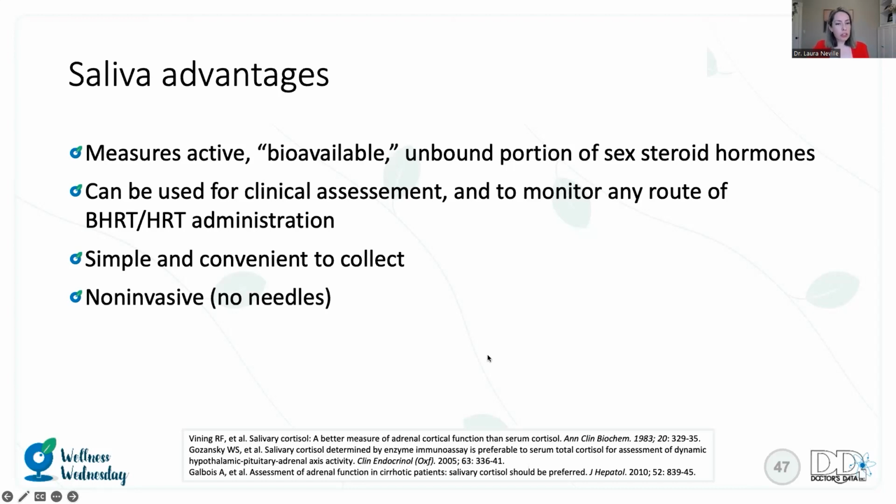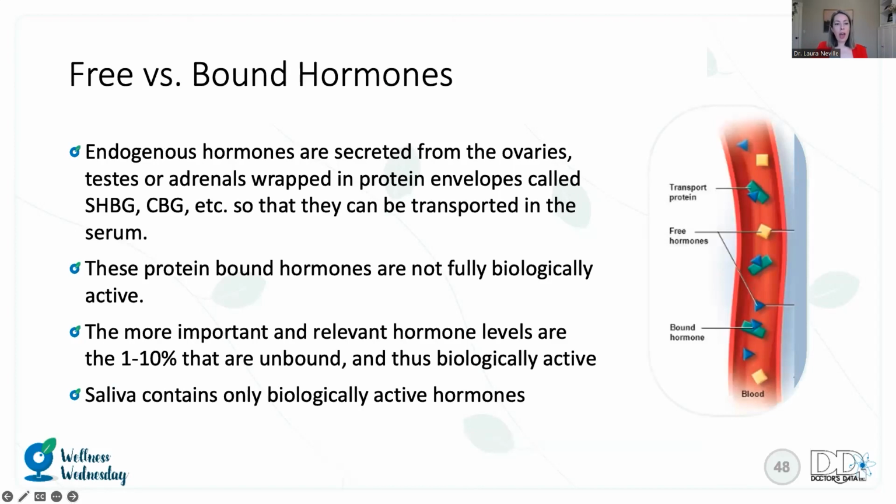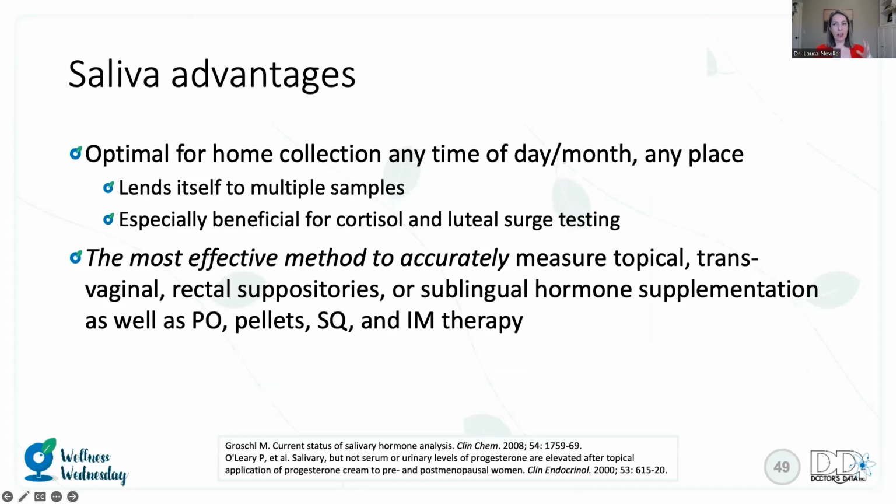You can use this for clinical assessment. You can monitor any route of administration of hormone replacement. Simple, convenient to collect. It's non-invasive. There's no needles involved. And really, again, we are most interested in that free level. So when the endogenous hormones are created or secreted from the ovaries, they are wrapped in those protein envelopes, sex hormone binding globulin, cortisol binding globulin, right? But really, we're only interested in what's unbound. And so this just becomes the biggest kind of advantage when we're comparing serum to saliva.